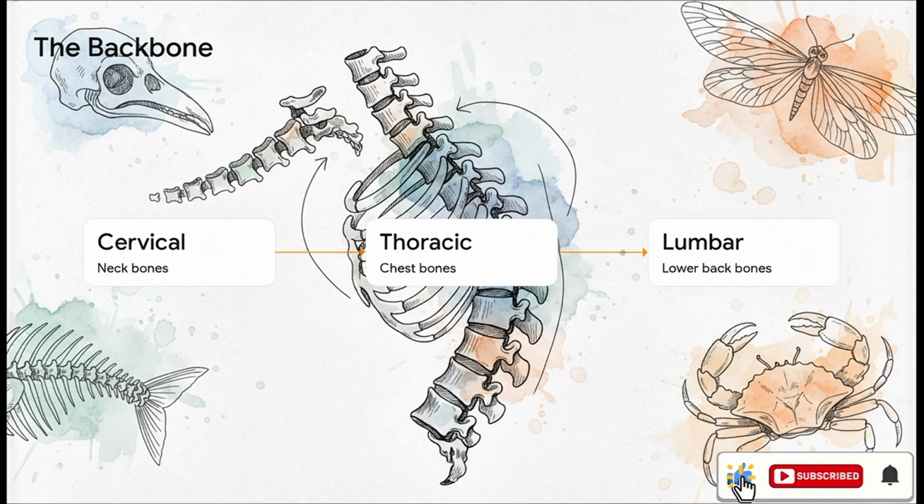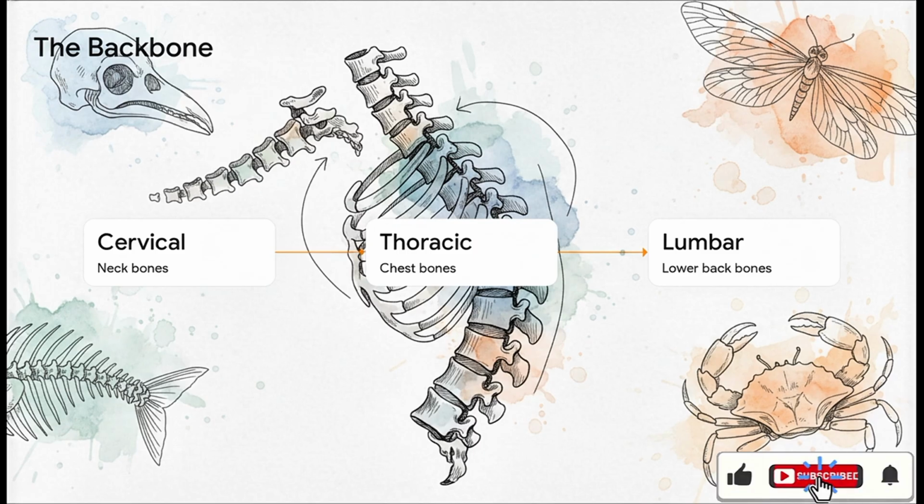The thing is, your backbone isn't just one giant stiff rod. It's a whole series of small individual bones stacked together, and each one of those is called a vertebra. It starts right up under your skull with the cervical vertebrae. Those are your neck bones.